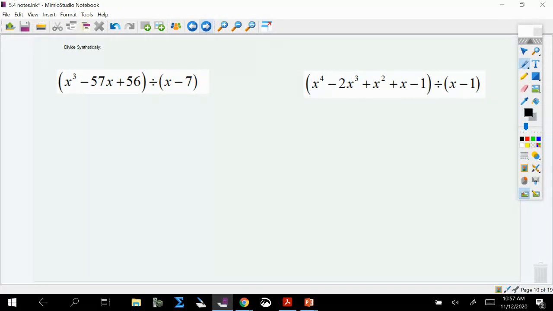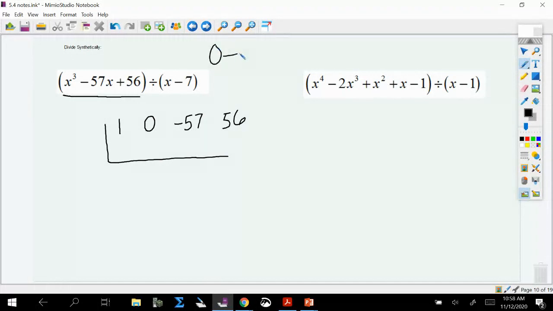I want to show you this next one because it has something special in it that's really easy to mix up. Before you start making your little synthetic box, notice in this polynomial, we are missing a term. We have an x cubed, the highest power is 3. We do not have an x squared. So when I set up my synthetic division, I have to have a placeholder, just like I did with regular long division. So I have 1x cubed. I have no x squared, so I'm going to put a 0. I have negative 56x, and I have 56 as my constant.